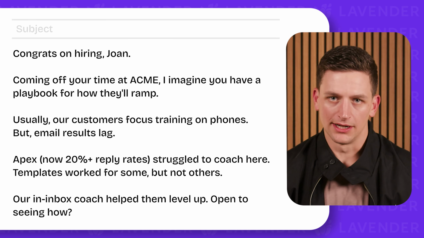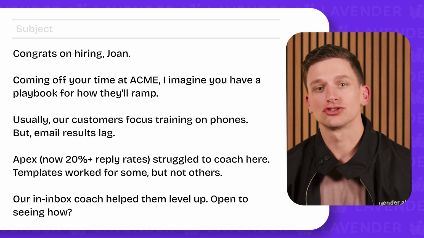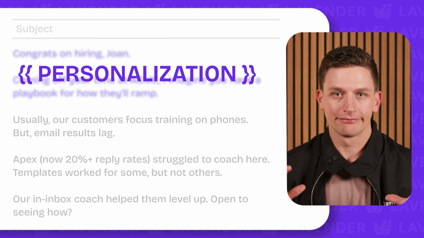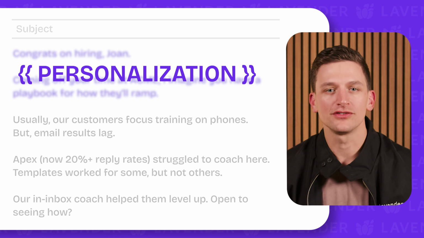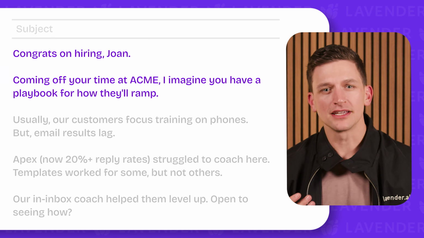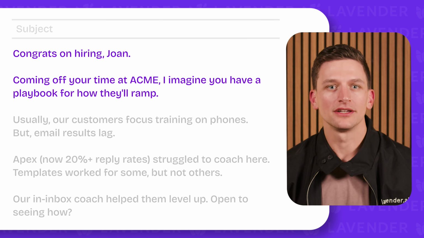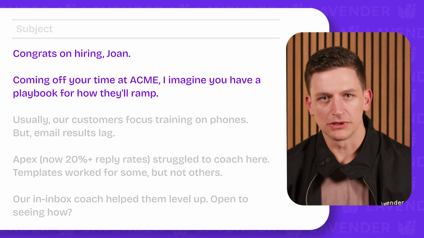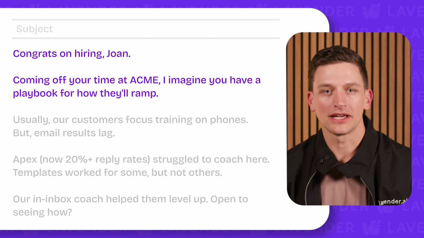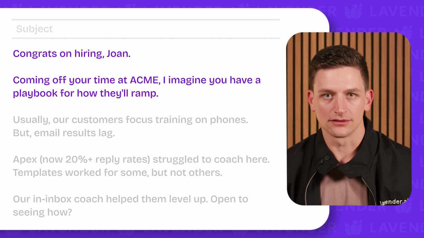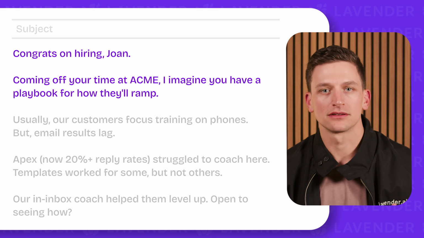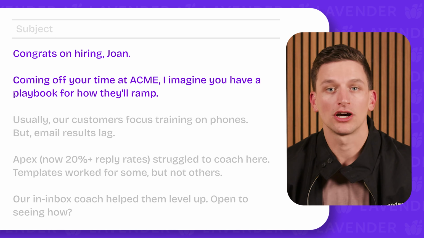Let's break down each line. Normally, you'd see someone try to combine these first two lines under a placeholder for personalization. Instead of using a blanket term like personalization, let's think of this like setting the stage. It provides quick credibility that I've done my homework. It's situational context. Not only do I hit on hiring with the congrats on hiring Joan, I pair that with information about their last role, coming off your time at Acme.